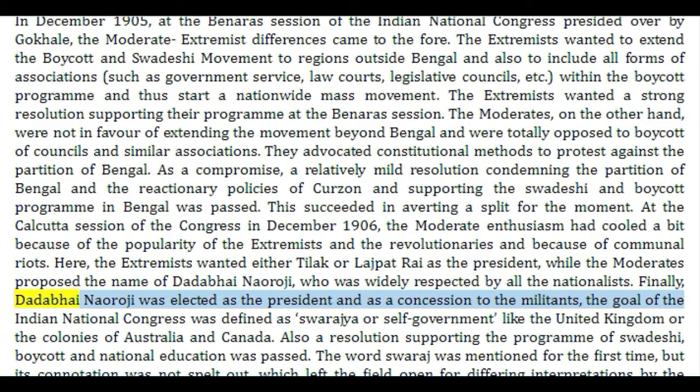Finally, Dadabhai Nauroji was elected as the president and as a concession to the militants, the goal of the Indian National Congress was defined as Swarajya or self-government like the United Kingdom or the colonies of Australia and Canada. Also a resolution supporting the program of Swadeshi, boycott and national education was passed.